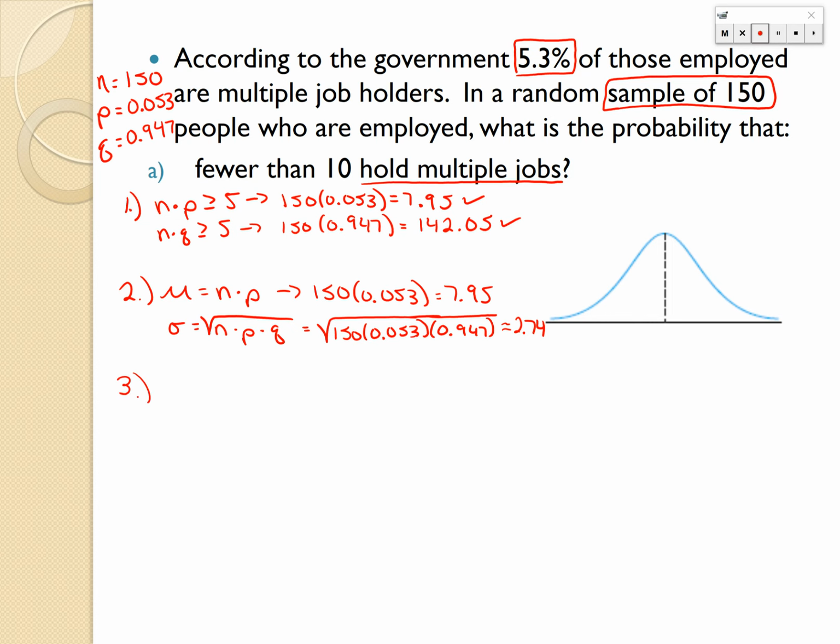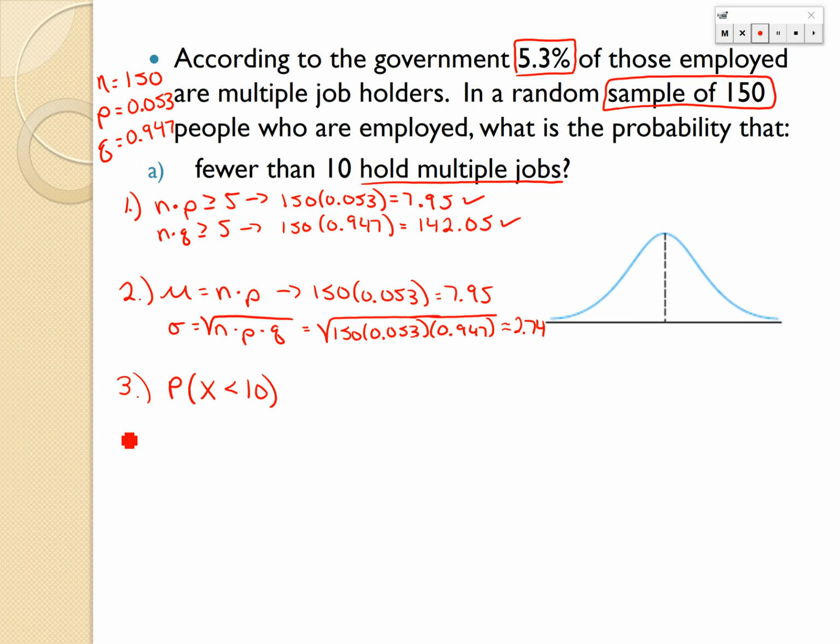All right, step 3 for us. Step 3 says we're going to write probability notation. Capital P, that's our probability notation. And in this case, we want fewer than 10. So we want our data value to be less than 10. Fewer than 10, so we're not going to include 10. That's all we need for step 3.